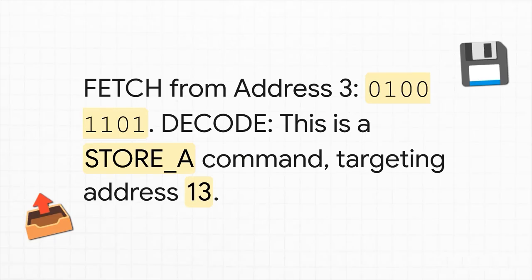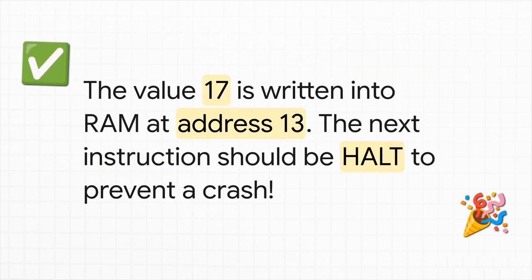So we've got our answer, but it's still kind of trapped inside the CPU. This last instruction is what gets it out. The CPU fetches 01011101 from address 3 and decodes it as a store command. Take whatever is in register A and save it to memory address 13. And it executes. The CPU writes the number 17 into memory location 13. Mission accomplished. Now, in a real program, you'd absolutely need a halt instruction right here, because without it, the CPU would just keep on going, trying to execute whatever random bits and bytes it found next, and, well, that usually doesn't end well.